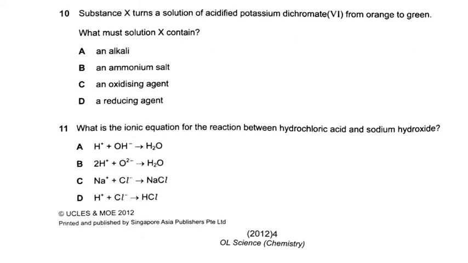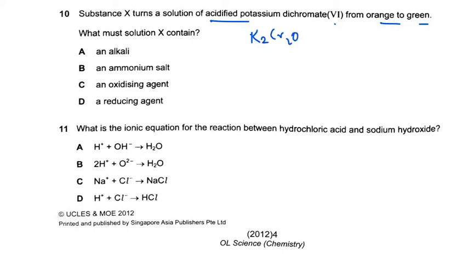Now question number 10. Substance X turned solution of acidified potassium dichromate from orange to green. Okay, what is the formula of potassium dichromate? K2Cr2O7. Right. This is showing you the color change because the oxidation state of the chromium changes, and because of that you will see the color from orange to green.